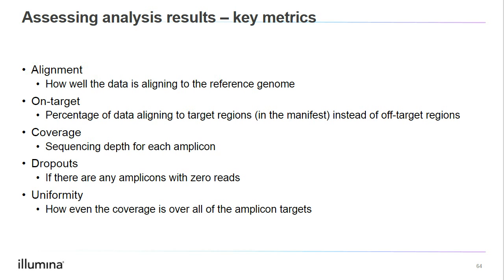Coverage refers to the sequencing depth or reads per amplicon. Dropouts refer to amplicon targets that do not receive any reads. And uniformity is a measure of how even the coverage is. So this takes into account the coverage for all of the panel targets.